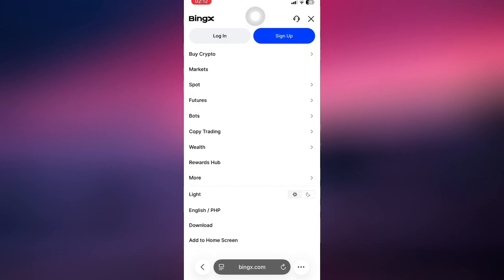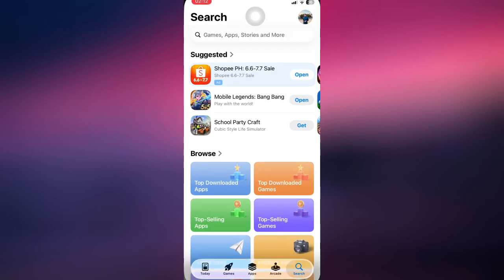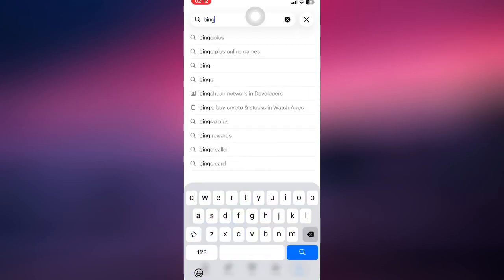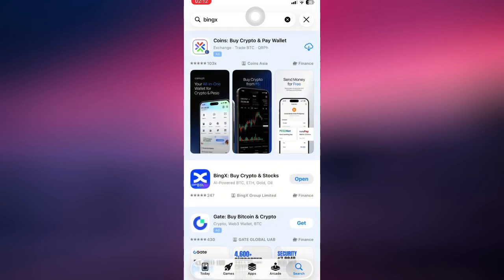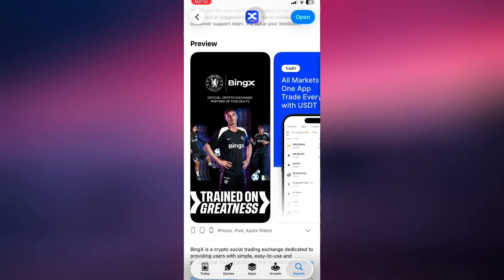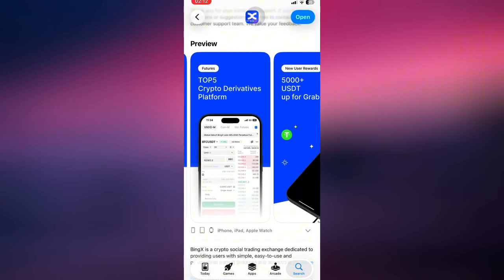If you're using the mobile app, switch to landscape mode for a larger chart view. Some layouts also allow you to hide panels, like the order book or recent trades to maximize chart space.